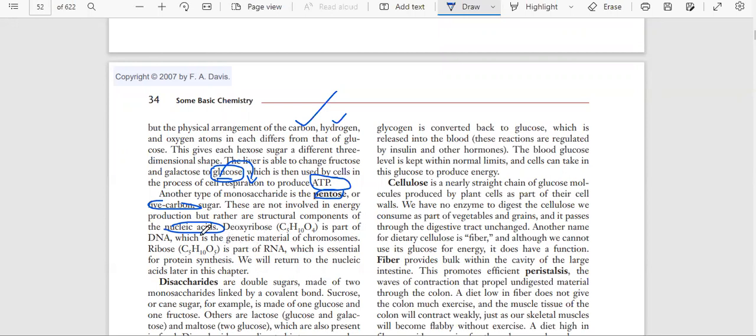Sorry, here in the DNA we have deoxyribose. The deoxyribose is the genetic material of chromosomes. Okay, so we have DNA and RNA. RNA is the part of the ribosome. DNA, deoxyribose nucleic acid, is essential for protein synthesis.